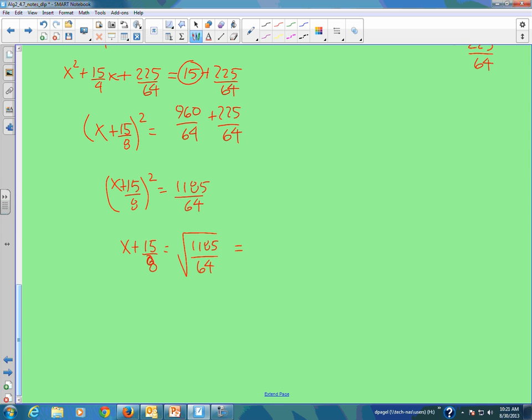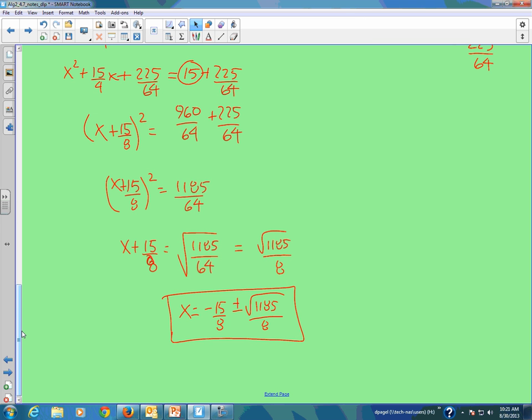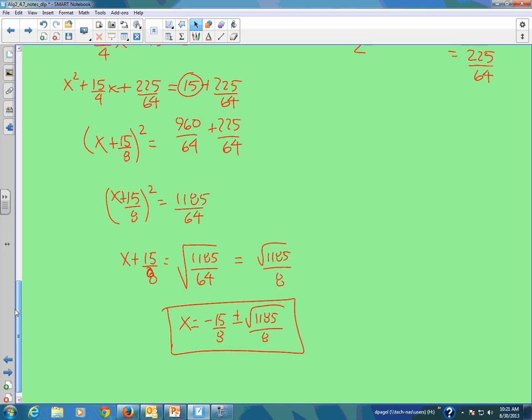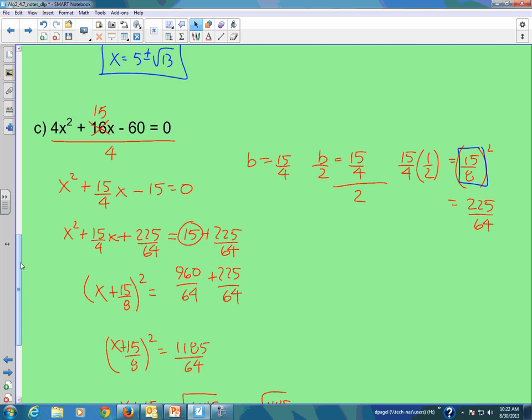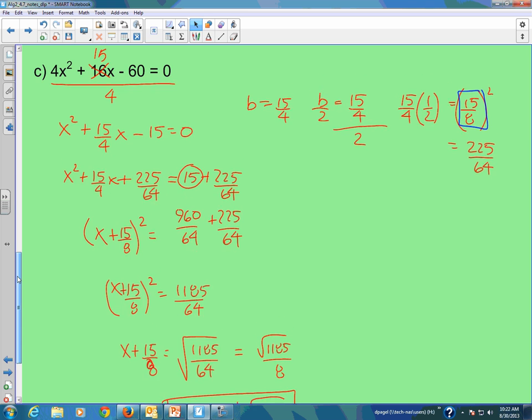Square root of 64 is an 8. And 1185, probably we could simplify that radical, but for the sake of time here, I'm just going to leave it. So I move that negative 15 over 8, I get plus or minus the square root of 1185 all over 8. And that would have been my solution. So it's the same process, it's just we're working with fractions, and I know some of you guys don't like fractions, but fractions are your friend. So there we go. Just tweaking that problem to put ourselves with a b that's odd.